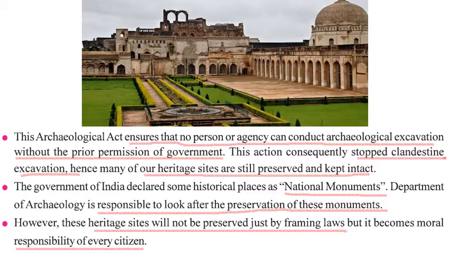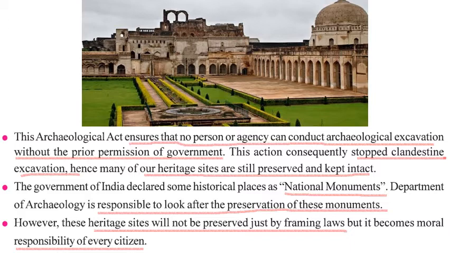So to stop this, the government enacted this act so that if we are digging without the permission of the government, the government may punish us. If we find certain relics, we have to hand them over to the government by law.